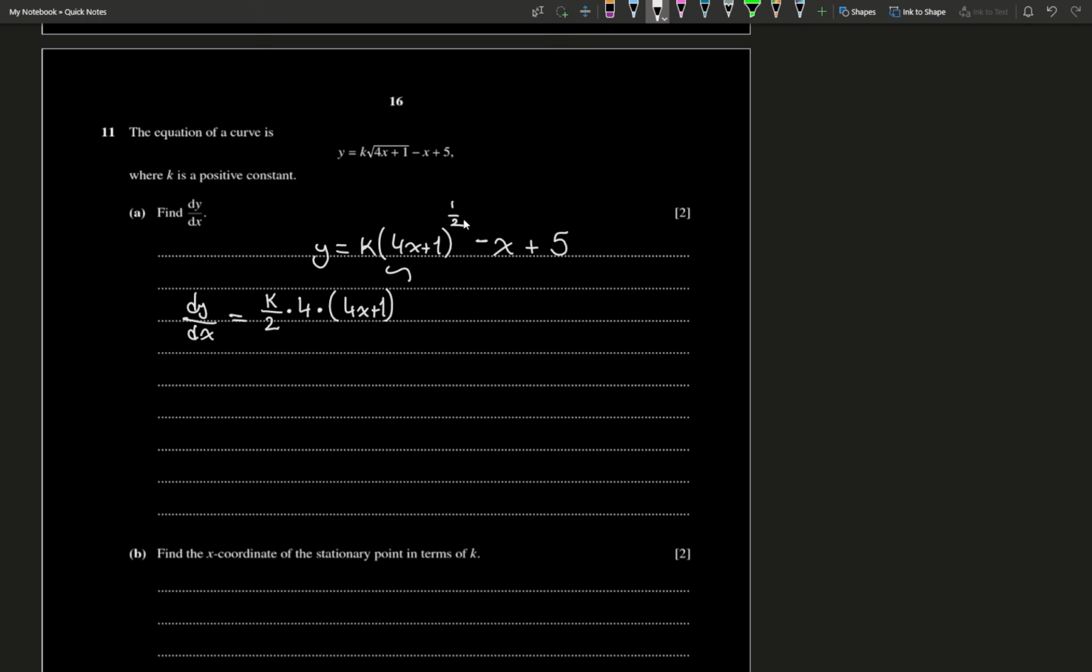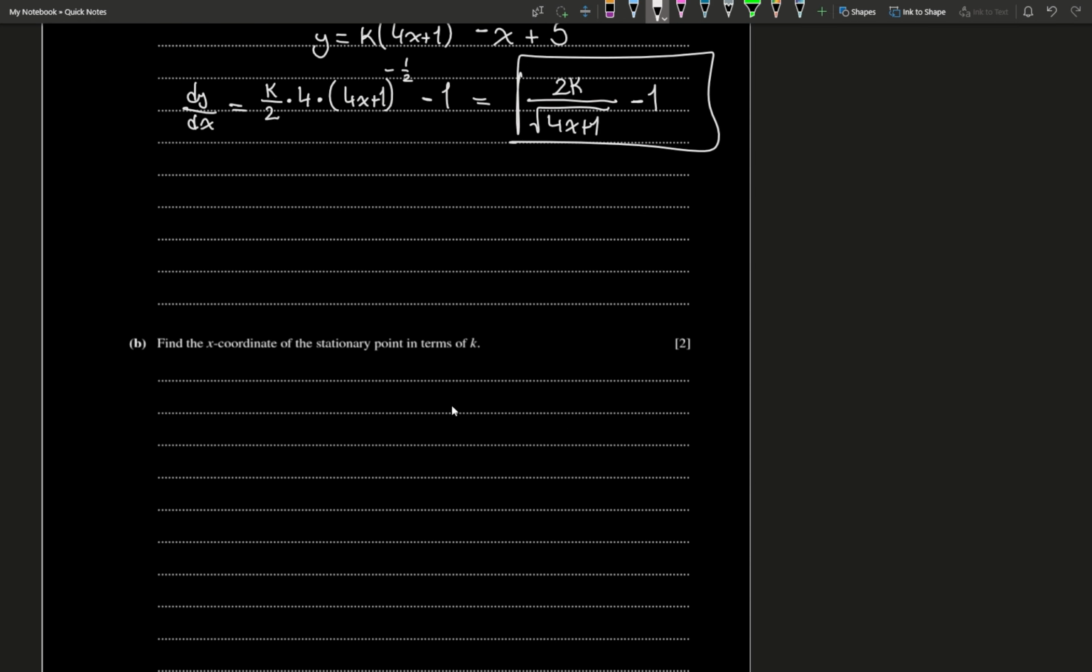But you subtract 1 from the exponent, so half minus 1 gives negative half. Obviously the derivative of negative x is negative 1 and 5 is 0. Let us rearrange this: 4 divided by 2 is 2, so 2k. We move this down because the exponent is negative. It is 2k over the square root of 4x plus 1, minus 1, and this is our final answer.